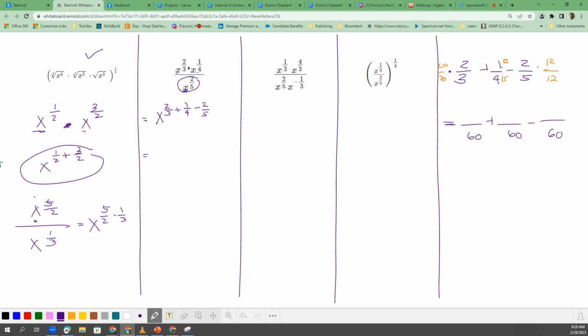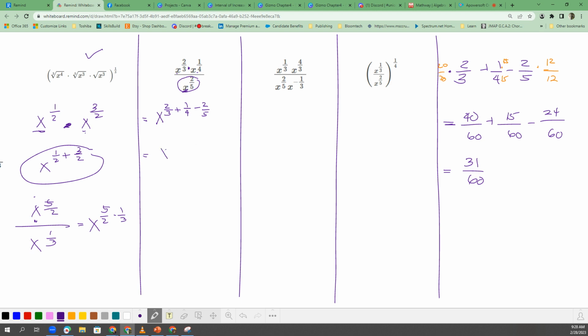So 20 times 2 is 40. 1 times 15 is 15. And then 2 times 12 is 24. And so we simplify that: 40 plus 15 is 55, minus 24 is 31. So we get 31/60. Well, we can't really simplify that, so that's it.